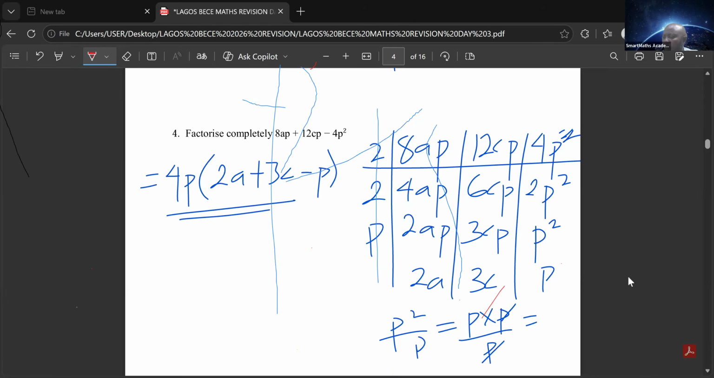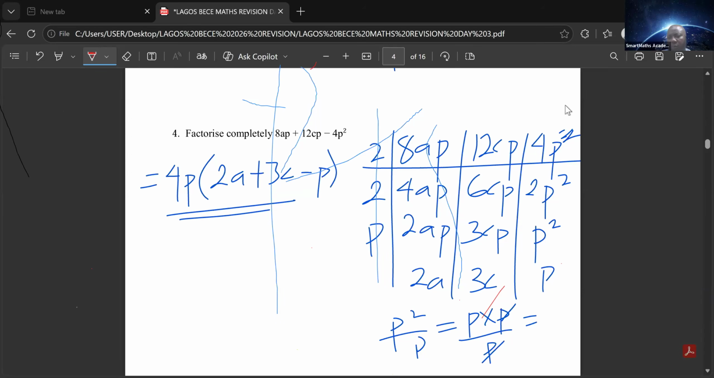Tokumbo Abolore. Good evening, sir. Actually, I wanted to ask that after getting your answer in a bracket, aren't you going to continue solving? No, that's the last. That's the meaning of factorization. You are introducing brackets. So that is it.